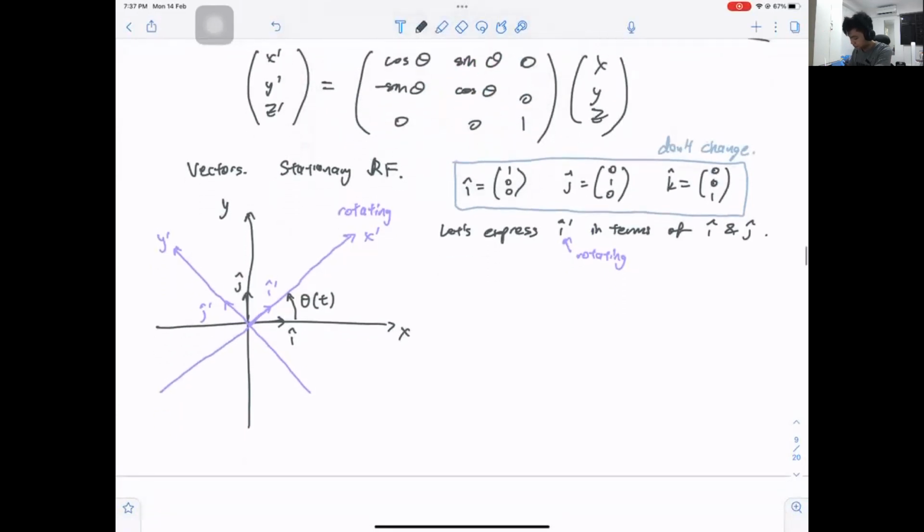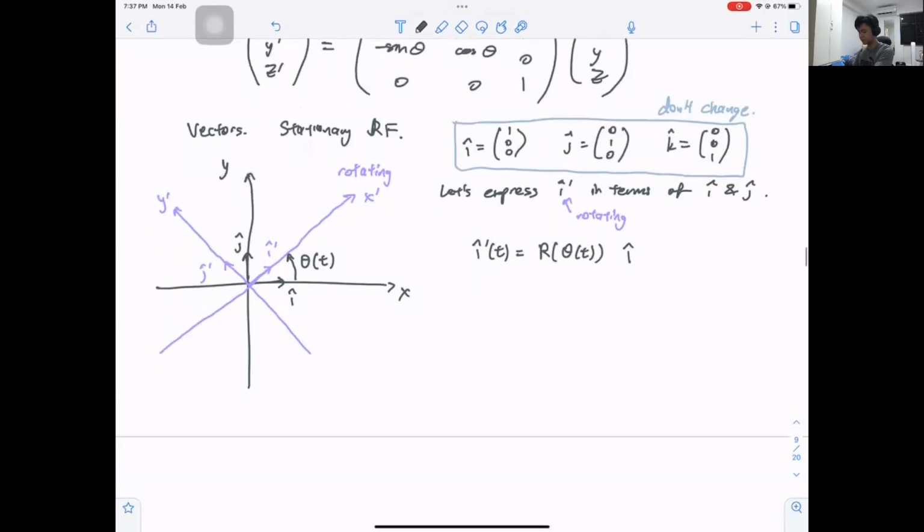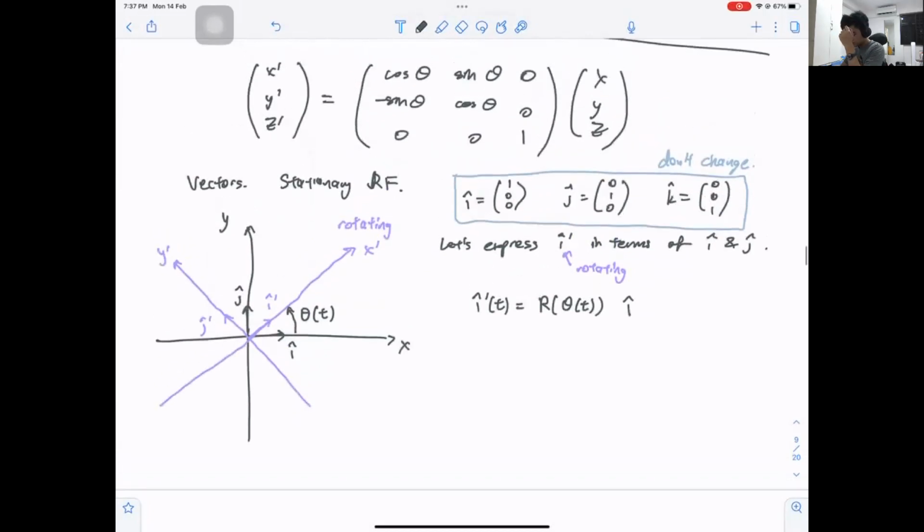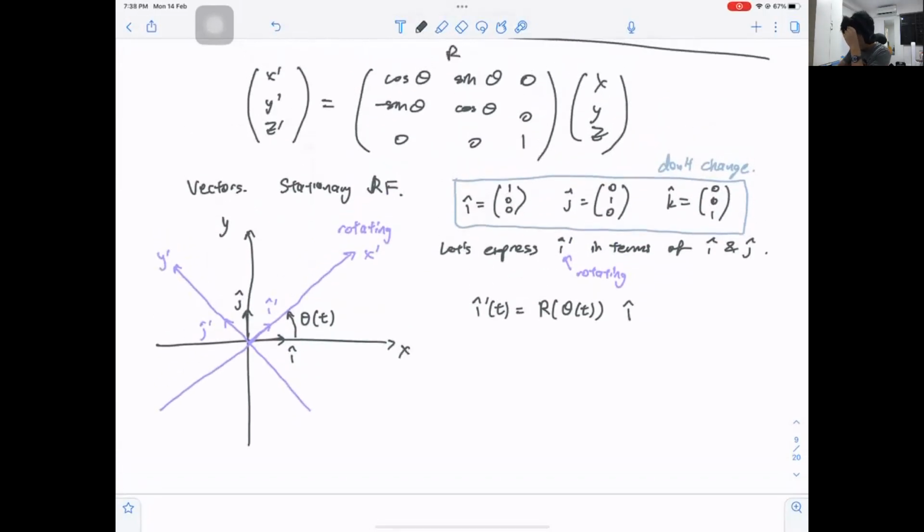Okay, so how do we find the formula for i hat prime in terms of i hat and j hat? If we think of i hat prime as a function of time, it equals the rotated i hat vector. So we want to rotate the i hat vector by the rotation matrix R of theta. And since theta depends on time, let's put the time parameter in here now. So now, this is our R of theta.